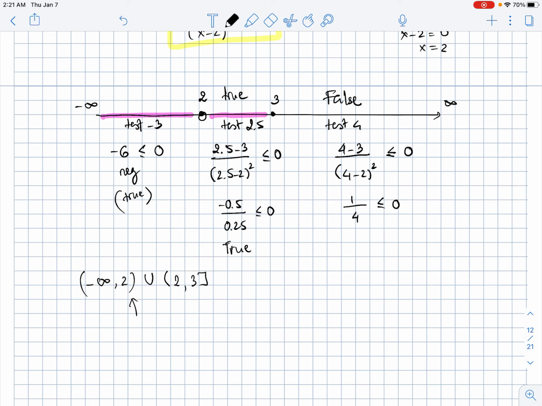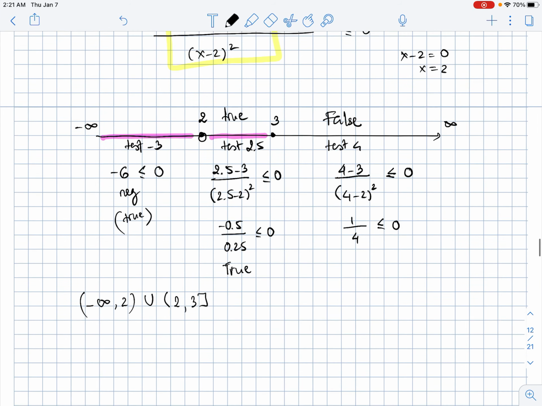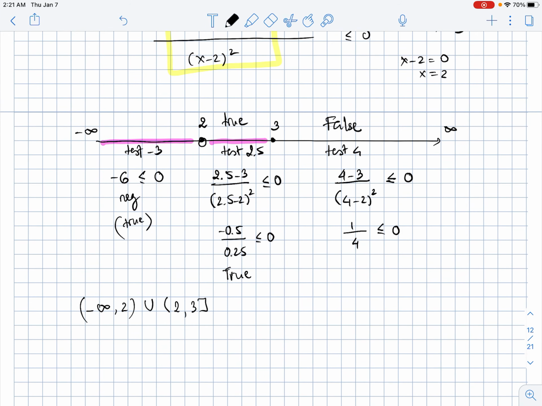The reason why we have a parenthesis at 2 is because 2 is in the denominator. That is the domain we need to exclude, and 3 is the x-intercept. The reason why we have a bracket at 3 is because there's an equal sign in the problem.